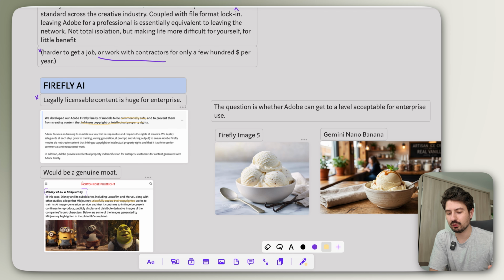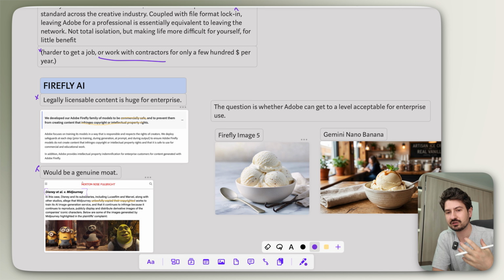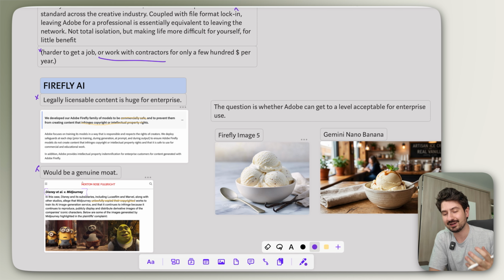If it turns out that the courts deem AI-generated outputs as not copyright, this doesn't matter, it's dead on arrival. But if they do, this would be a genuine moat for Adobe because they have this huge stock image library that they've been able to train their AI on, and therefore it's safe for enterprises to use to generate advertising content if they want to.